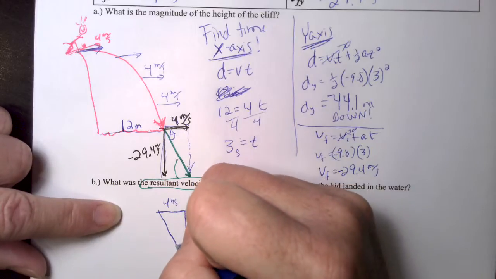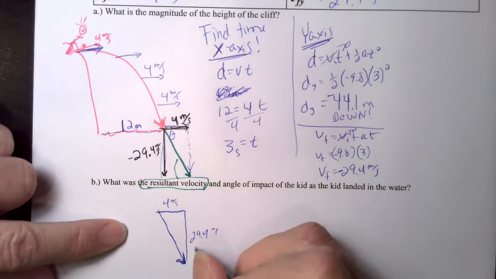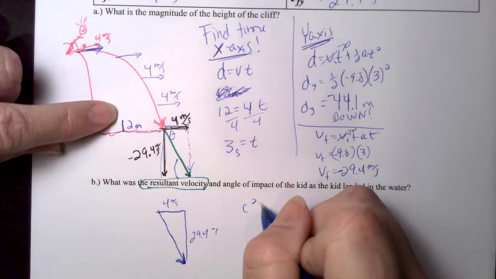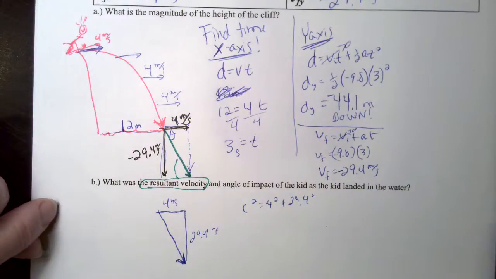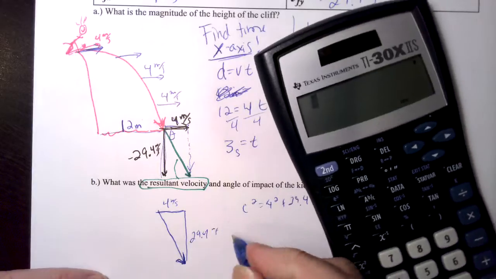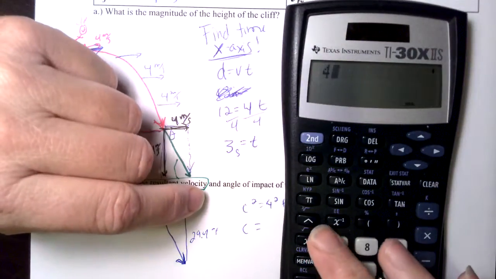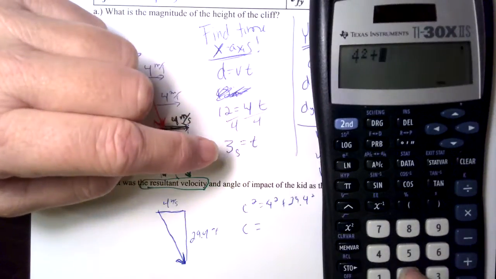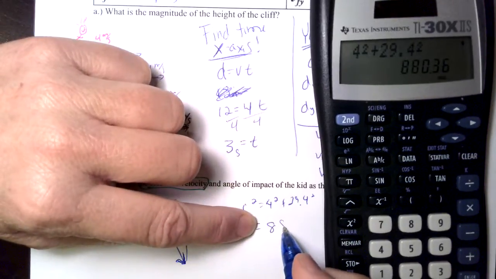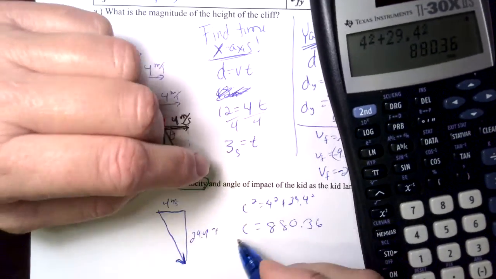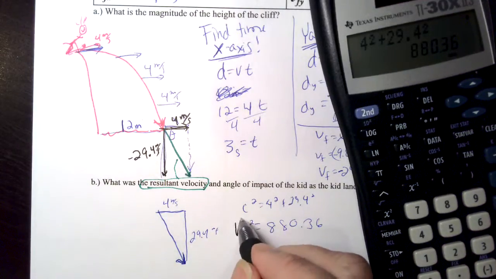I'm trying to find that length. That's a squared plus b squared equals c squared. So c squared equals 4 squared plus 29.4 squared. C equals 4 squared plus 29.4 squared. That's 880.36. Square root both sides.